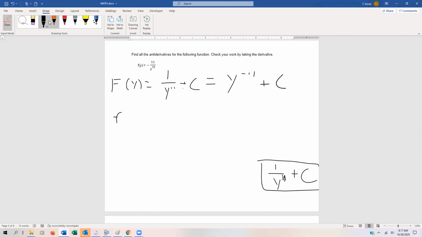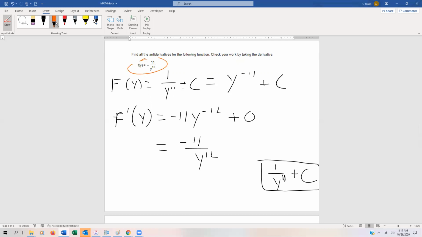And if we want to find the derivative, I'm going to call that capital F prime of y. That's going to be negative 11 y to the minus 12 plus 0. And then we can just swing that to the denominator by making it a positive exponent. And notice that this is exactly the same. So this is indeed our proper antiderivative.